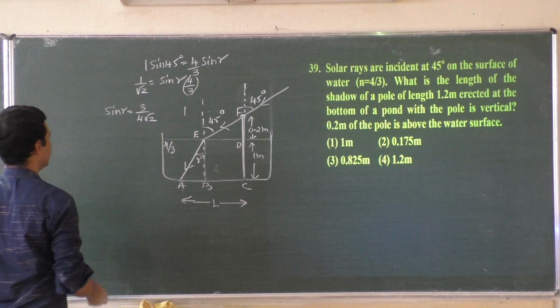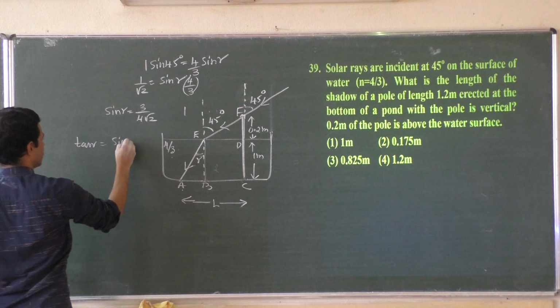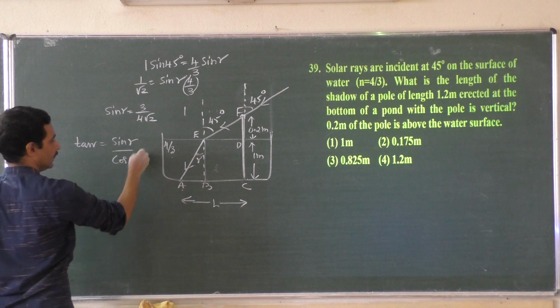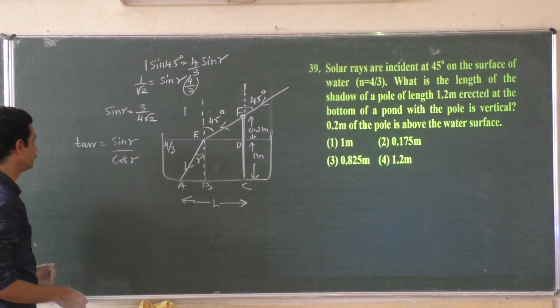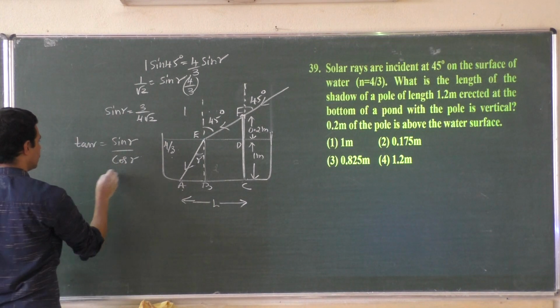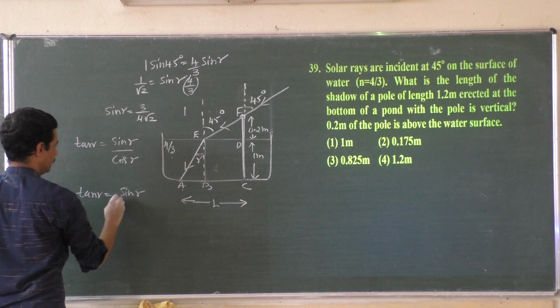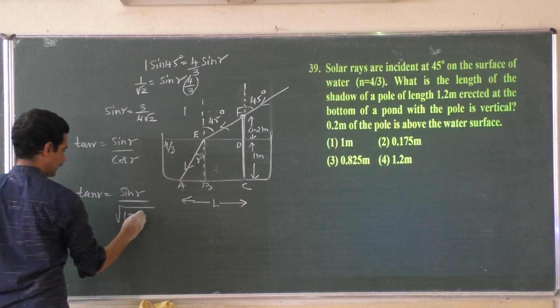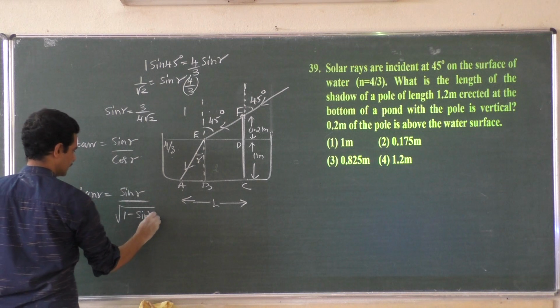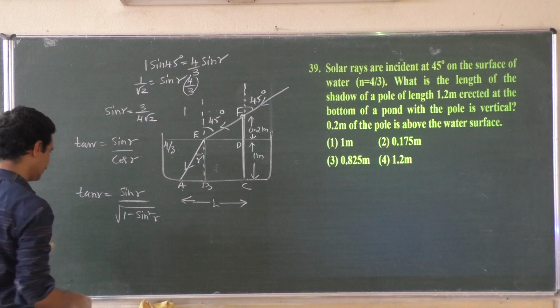Now how to get tan R from this? See, tan R is sin R by cos R. Hope you can see this, yes. Sin R by cos R is tan R. What is cos R? Root of 1 minus sin squared theta, right? 1 minus sin squared R. You may have any other method to get tan R.